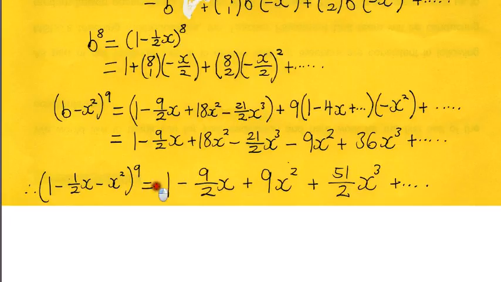And the final answer is actually 1 - 9/2 x + 9x squared + 51/2 x cubed. That's up to the term in x cubed.